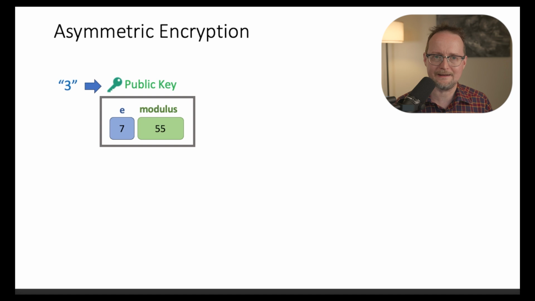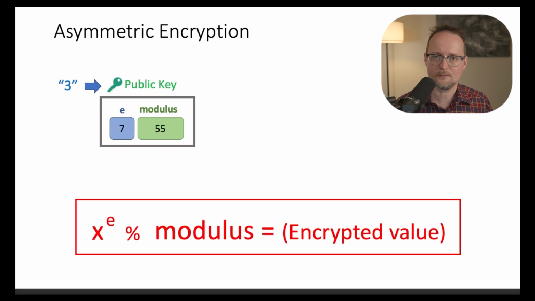Here we have our public key and the number that we want to encrypt. To encrypt, we use this formula. So let's take this one step at a time. X is the number that we want to encrypt, which is 3. We'll then take X and raise it by the exponent from our public key. Finally, I'll take the modulus from our public key and plug it into the modulus section of the equation.